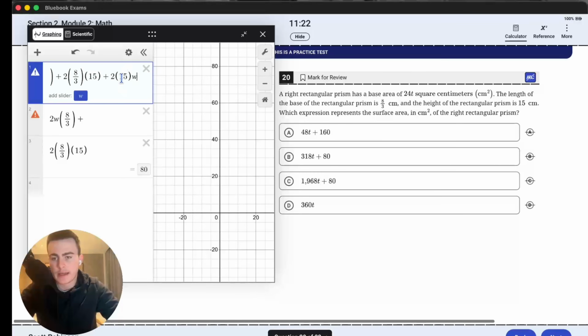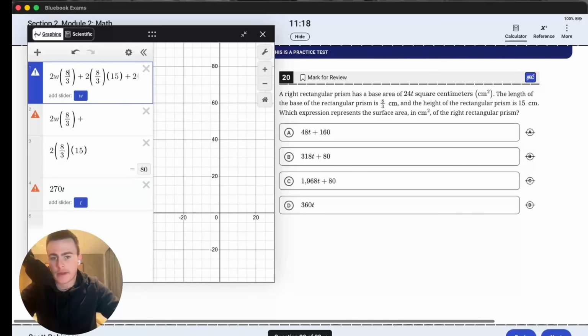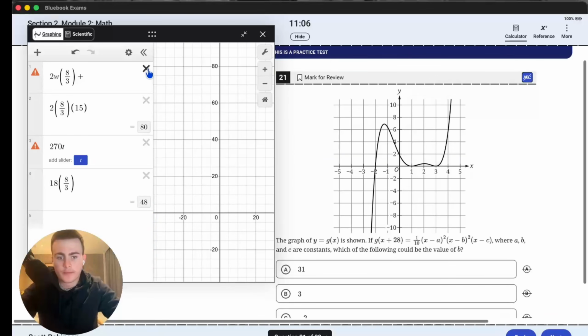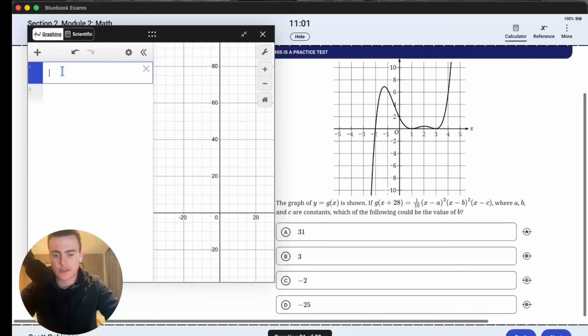So W is 9t, which means this is 30 times 9t, so that's 27t. And then on the left side, it's going to be 2w, so it's going to be 18t times 8 over 3. So it's going to be 48t, which means it's B. You got it all together. Okay. I got to save time, guys. Sorry. 21. We have this.